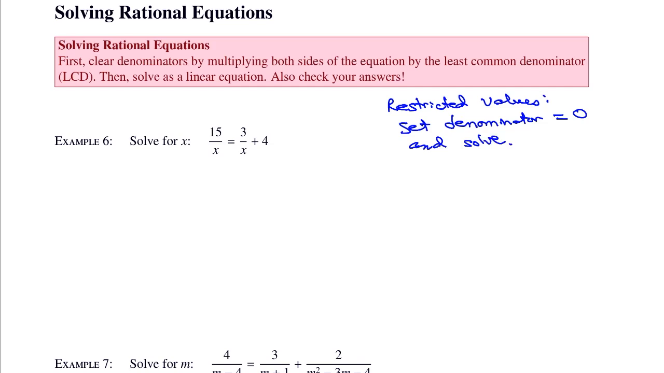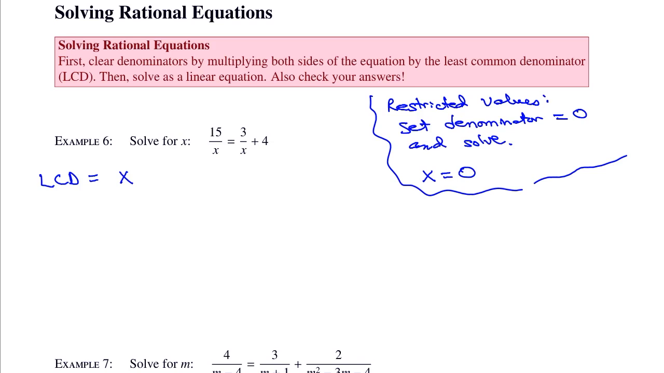This first example is fairly straightforward. The denominator is x. We set that equal to 0. That's already solved. So our restricted value is x equals 0. We just have to keep in mind that we cannot end up with a solution of x equals 0 at the end. To solve this equation, we need to first come up with the LCD. Again, the only denominator we have is x, so the LCD is x.